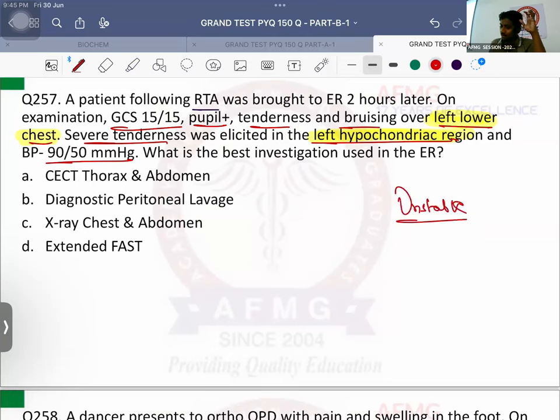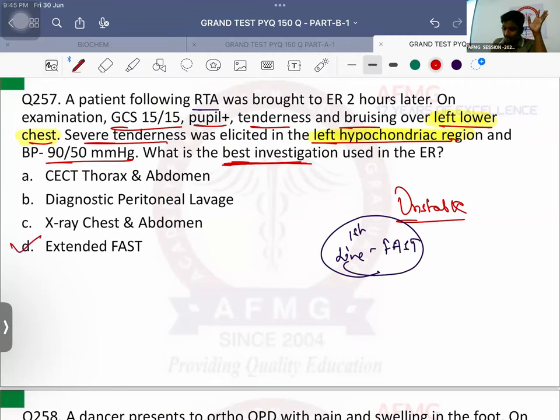What is the best investigation used in this? It is very good. First line investigation for a stable as well as unstable patient is always a FAST. But for an unstable patient, the best investigation will be FAST. As here, there is also thoracic trauma which is suspected, so extended or E-FAST. Agar stable hota patient, then best investigation would have been CECT. In a stable patient, the best investigation would have been CECT. No issues with this, anybody?